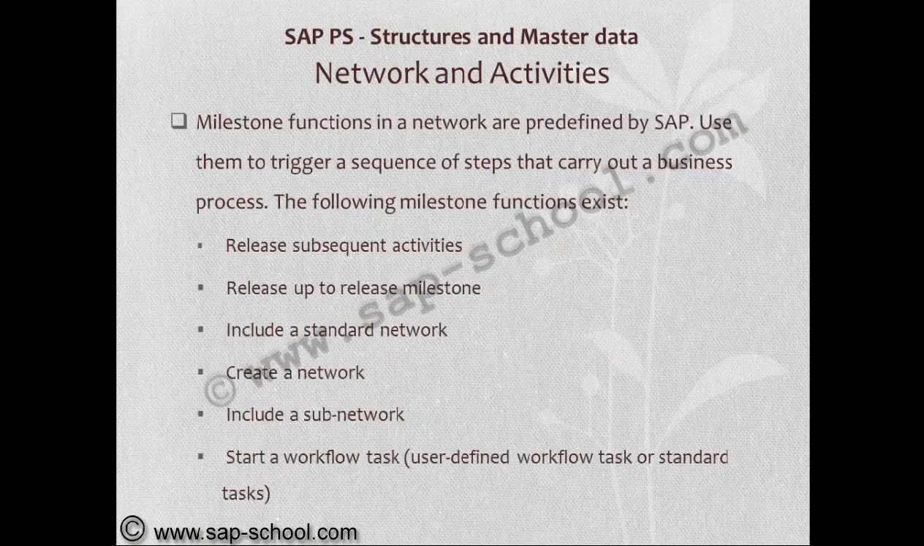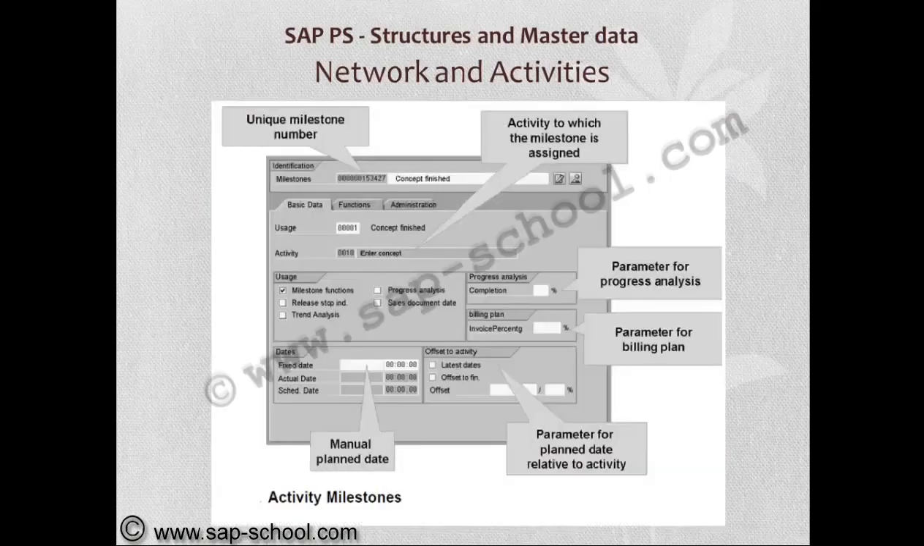Release subsequent activities. Release up to release milestone. Include a standard network. Create a network. Include a subnetwork. Start a workflow task. So these are the functions we use with the milestones. So if you see the activity milestone screen, we have similar functionalities as in WBS.